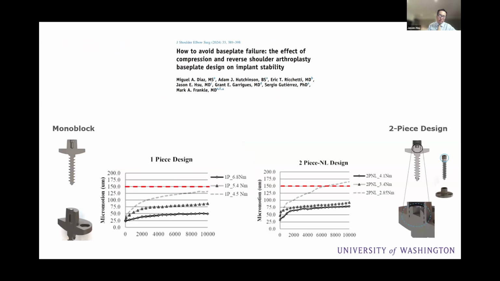Our goals when getting base plate fixation are really to minimize micromotion, and there's generally this threshold of 150 microns that you want to stay beneath. This is a study looking at a monoblock or one-piece base plate versus a two-piece design, with different amounts of torque on the base plate. You can see here that in a two-piece design, there's a little bit more risk of increased micromotion with repetitive cycling, and that puts the construct at risk for failure.